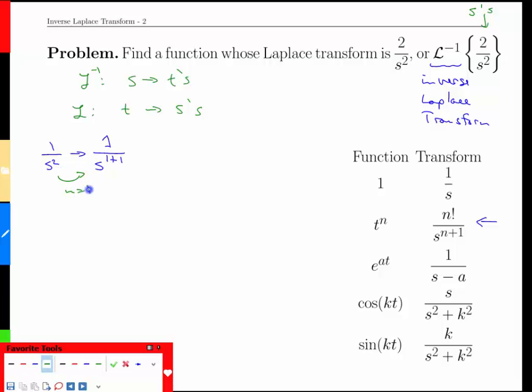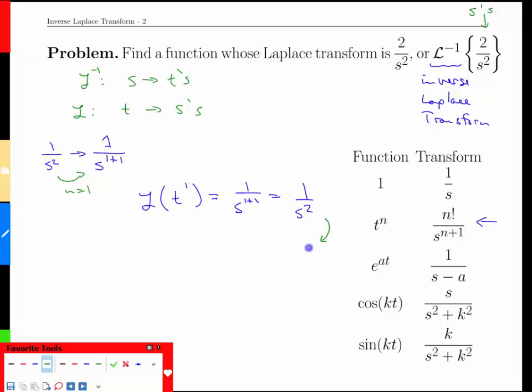So this is a bit more of backwards thinking. How can I match this template to the function I was given? Well, I can look at this and say I need an s squared. The way I get an s squared is by having n equals 1. With that in mind, we can actually go through a staged process of this. We know that the transform of t to the 1 would be equal to 1 factorial, which is 1 over s to the 1 plus 1, which is 1 over s squared.